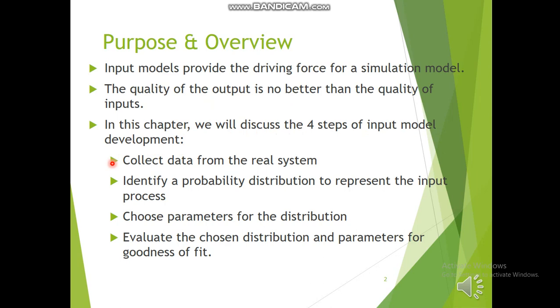Okay, so next step, you have to identify the probability distribution to represent the input process. You may have a variety of probability distributions. Maybe we consider a Weibull distribution, normal distribution, or a log normal distribution, or exponential distribution, or you have the Poisson distribution. So a variety of distributions are available. You may have to choose and identify which probability distribution is suitable for the present data.